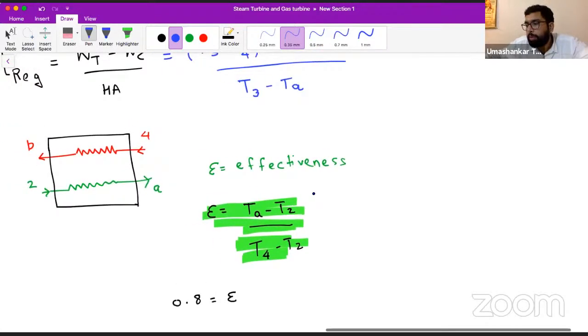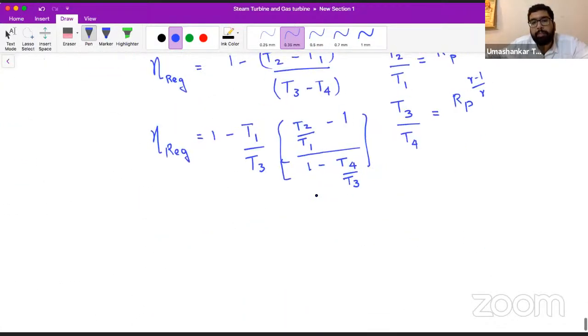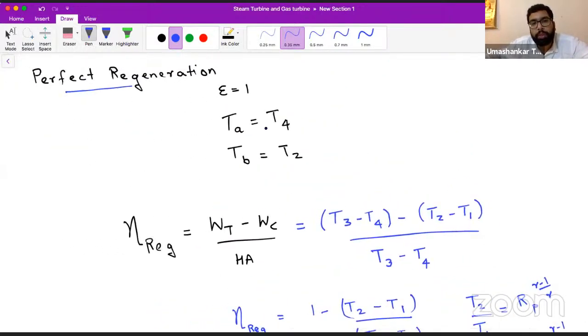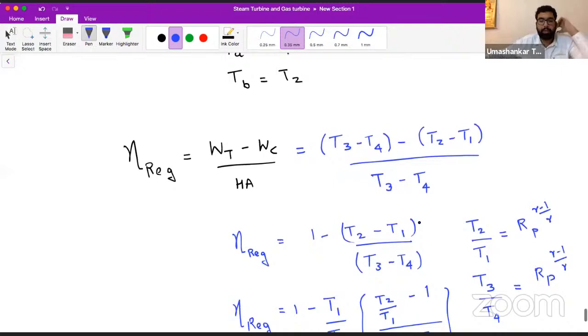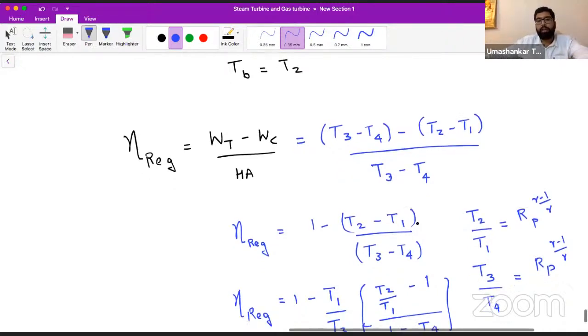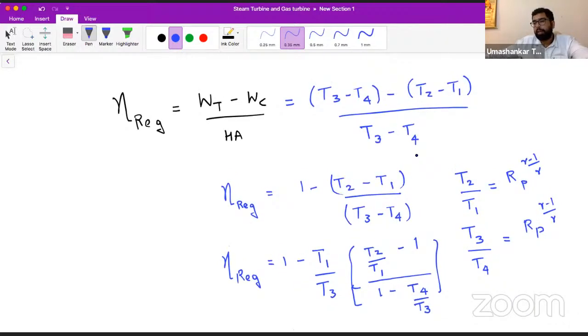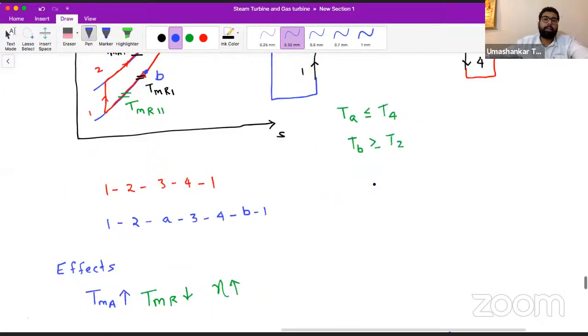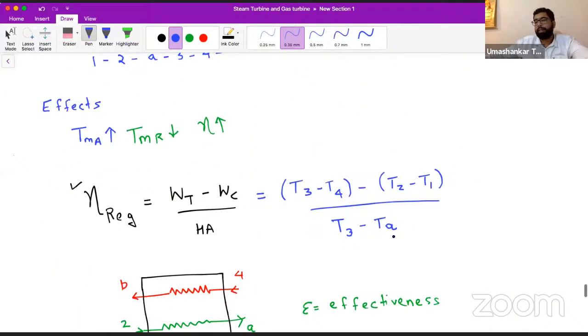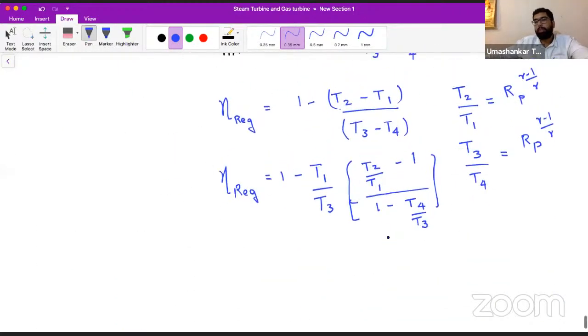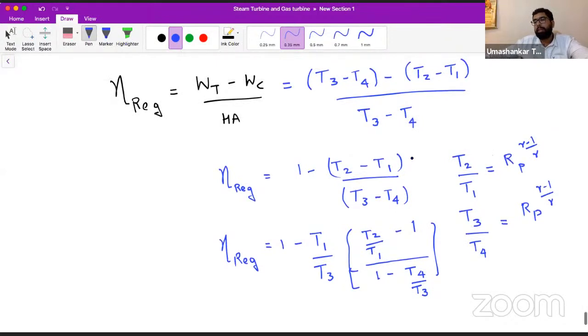Harsh, you want me to check heat addition in efficiency, that T3 minus TA. So, sir, we are talking about the perfect regeneration, no? So TA is equal to T4. That is why I've directly written TA equal to T4 here. You can write TA first, then replace it by T4. See, this is the efficiency, that is TA. So now in perfect regeneration, we have TA equal to T4.